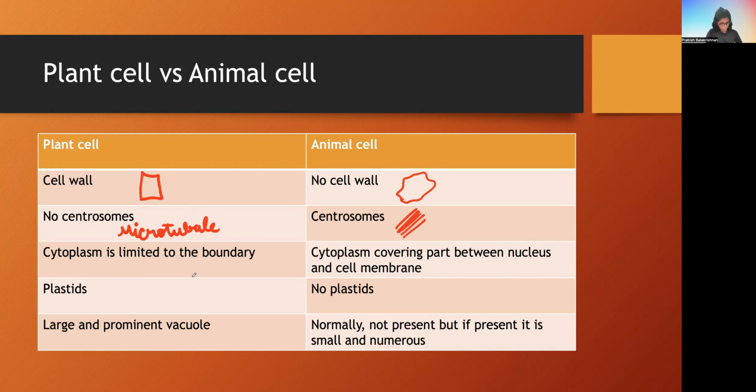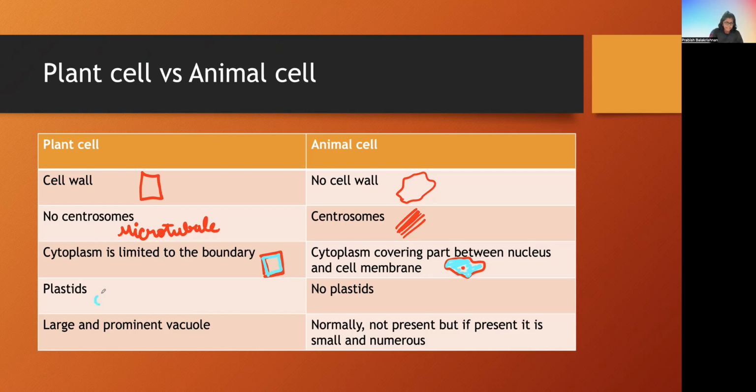Cytoplasm of the plant cell is limited to the boundary or the cell wall. And this in the animal cell is covering the part between the nucleus and the cell membrane. So this cytoplasm covers the part between the cell membrane and the nucleus, while in the plant cell it is limited only to the boundary.